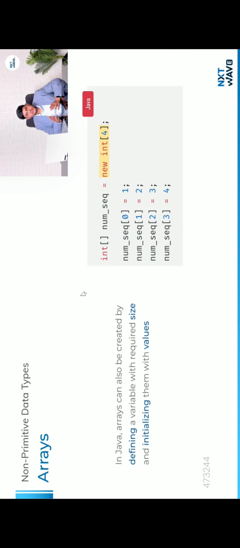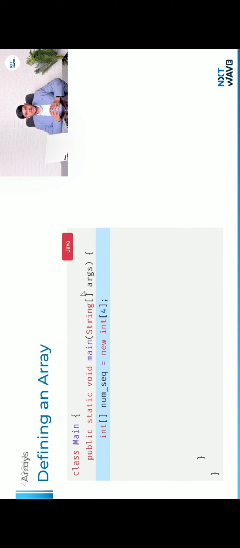So we are saying at the 0th index we want to have value 1, in index 1 we want value 2, in index 2 we want value 3, and in index 3 we want value 4. Again, we'll try it out in the code playground.